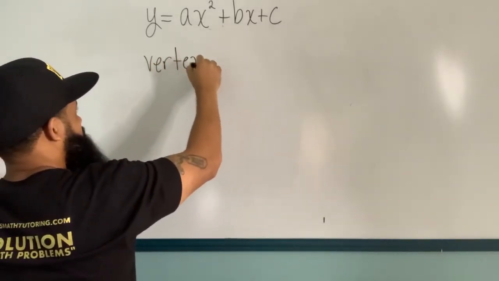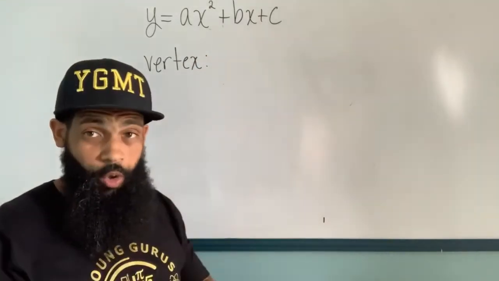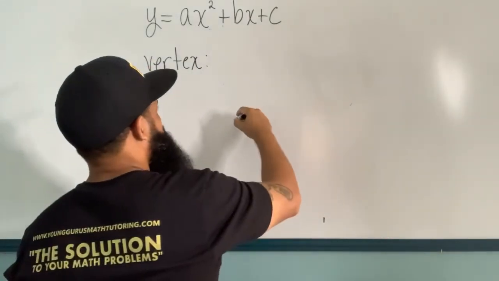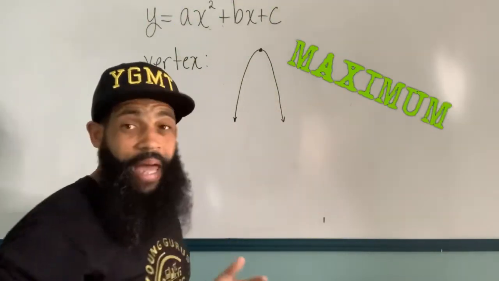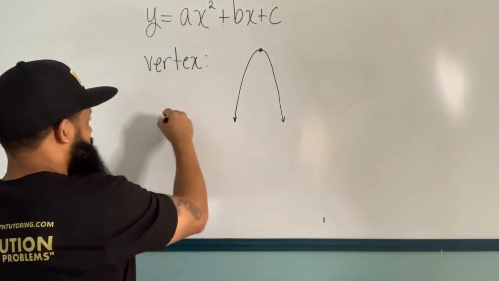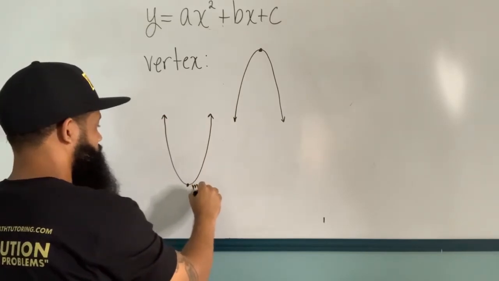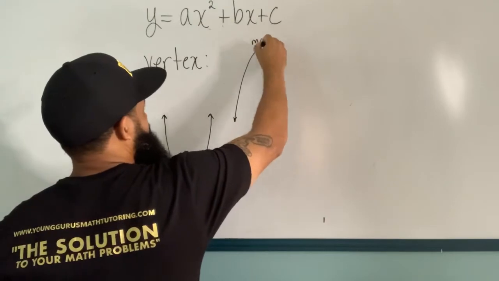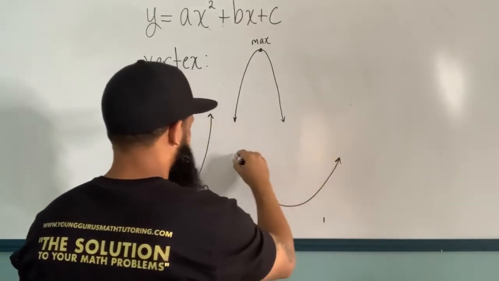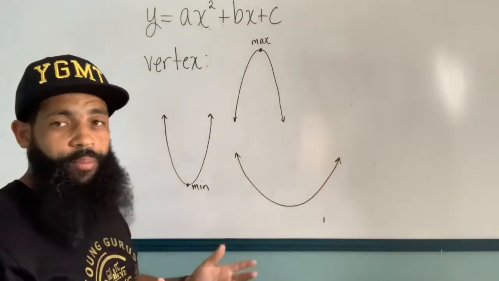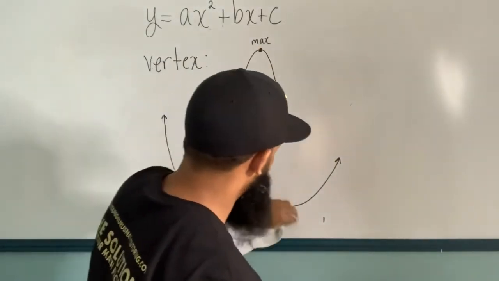The vertex is going to be the highest point or the lowest point on that graph. So when it opens downward like that, then that vertex is going to be that maximum point. Well, when they open upward, that vertex is going to be that minimum point. So this is a maximum point and a minimum point. And like I said, some of them are wider. You may see some that are wide like that. Some are more narrow. They come in different shapes. But the key thing is that vertex is that maximum point or that minimum point.